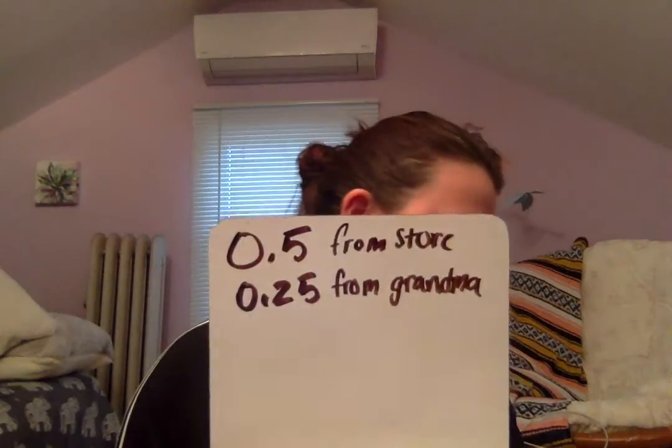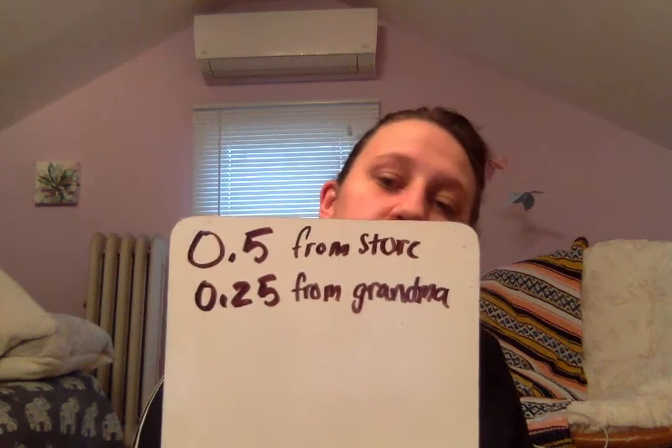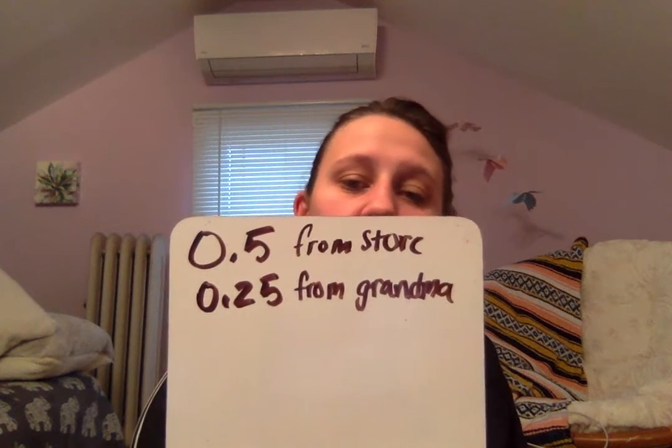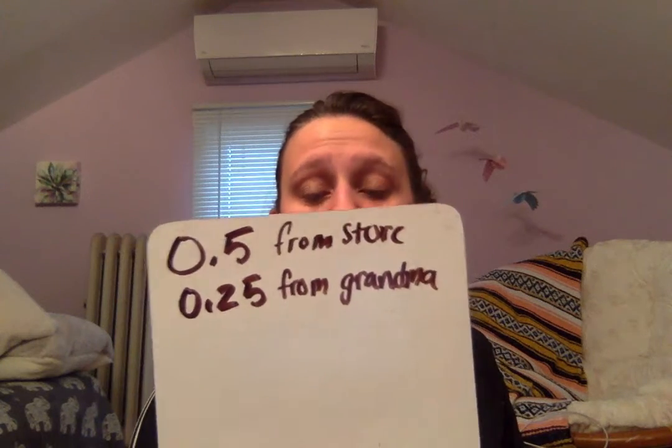We have, Sheen lives 0.5 miles from the store. The store is 0.25 miles from his grandmother's house. Sheen is going to walk to the store and then to his grandmother's house. How far did he walk? Okay, so here's what we have. We have that he lives 0.5 miles from the store and 0.25 miles from his grandmother's house.